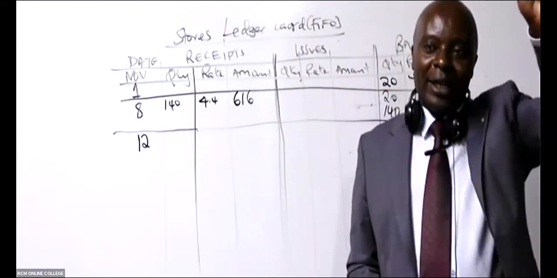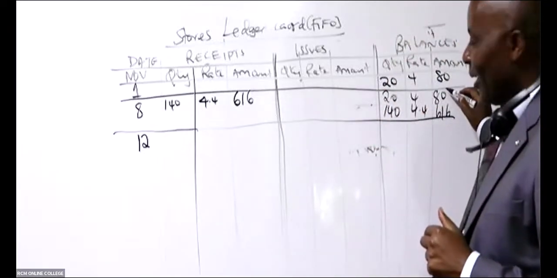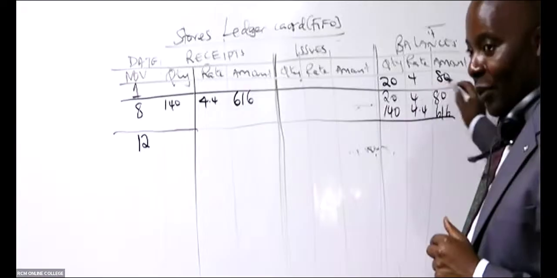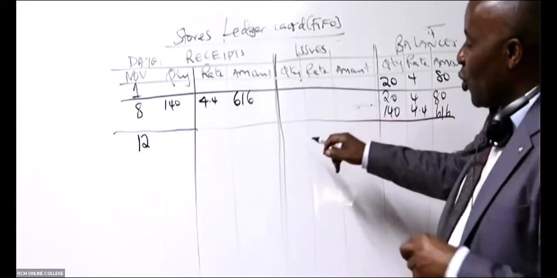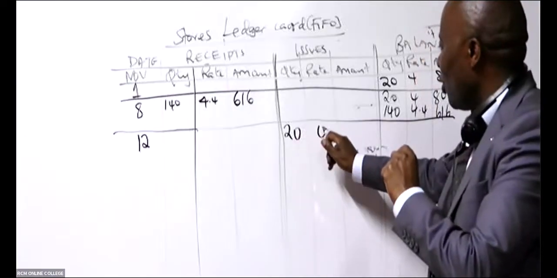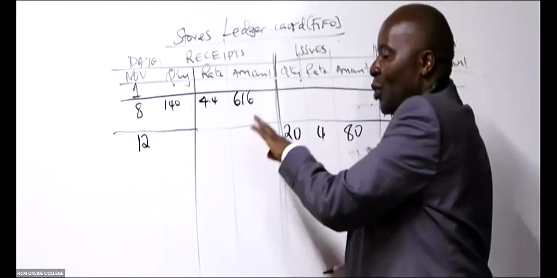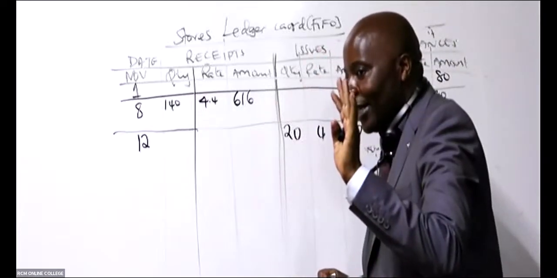The oldest batch must go out first. So which one is the oldest here, somebody? The one with 20 units. So you issue your batch first and finish it. So I'll issue 20 at 4, giving me 80. But now remember, in terms of units, I'm supposed to issue 80 in total. Now I've issued 20.